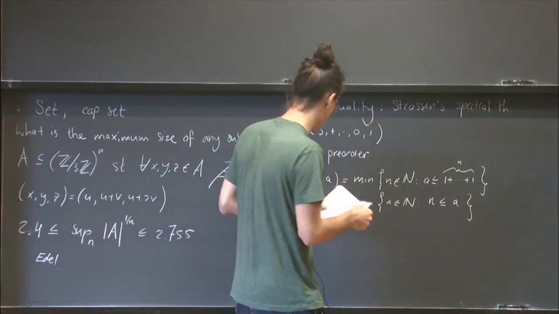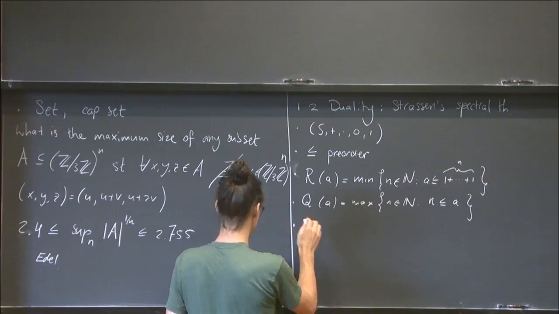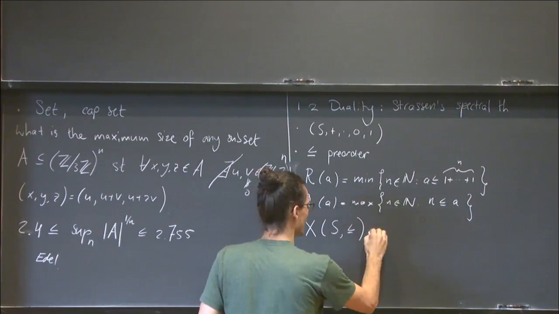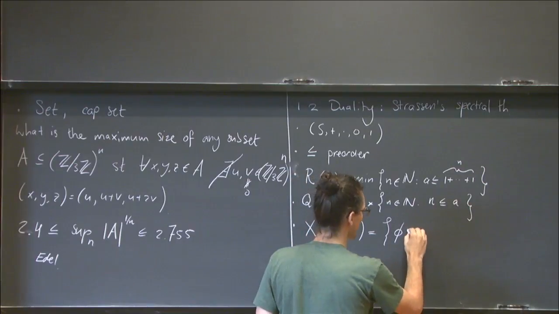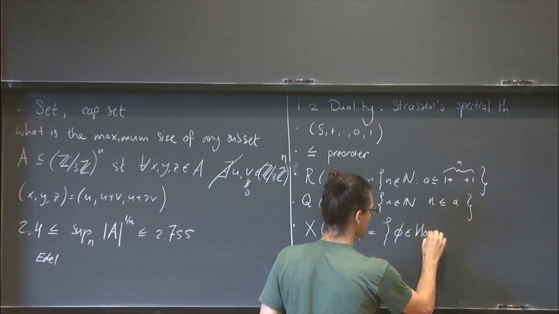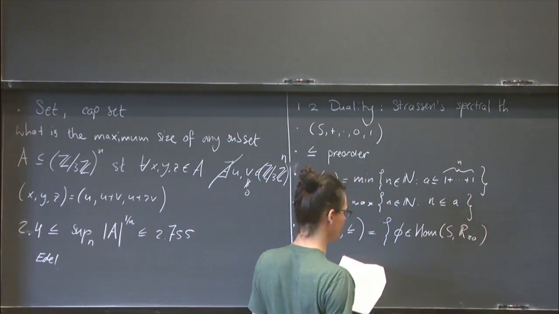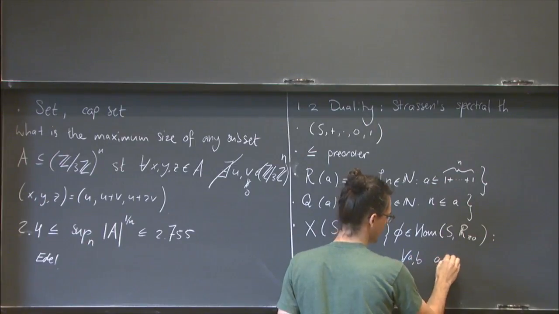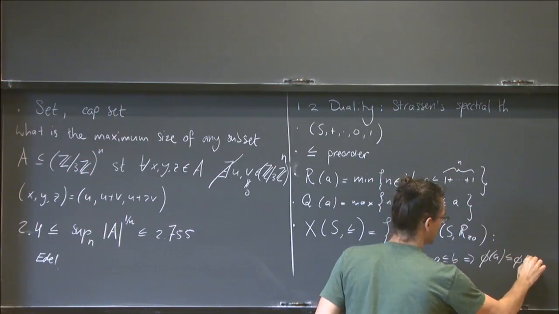And then you define the asymptotic spectrum of the semiring S with the preorder as the set of all maps from the semiring to the reals that are multiplicative and additive. So let me just write, they are semiring homomorphisms from the semiring to the non-negative reals. And I also want them to be monotone: for all A and B, if A is smaller than B, then phi of A is smaller than phi of B.